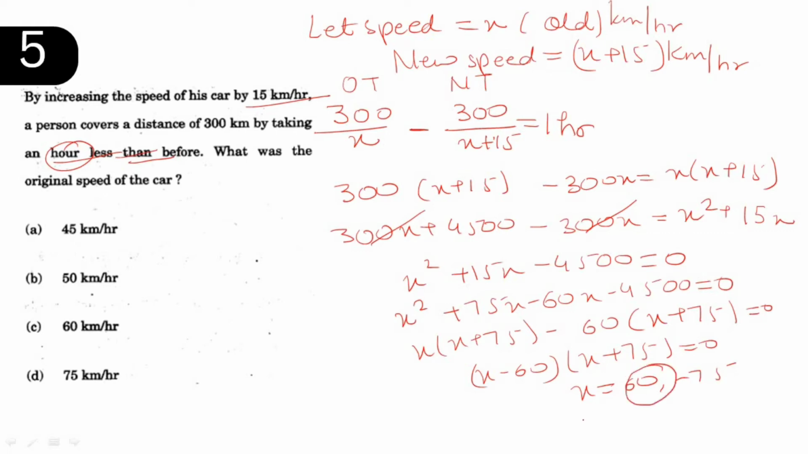So we will take x is equal to 60 km per hour, because speed can't be negative. So x is equal to 60 km per hour, which is the option number C. Okay, what we have done in this question, we have to just assume the speed of the car, the old speed of the car be x. Now the new speed is increased by 15 kilometers per hour.